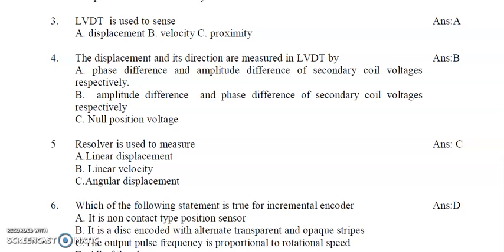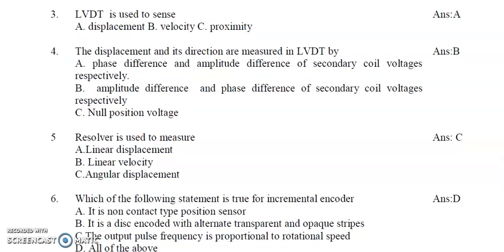So, fifth question, resolver is used to measure A. Linear displacement, B. Linear velocity, C. Angular displacement. So, LVDT is used for measuring linear displacement, we know. So, the A is not the right answer. It is not used for measuring linear velocity also. So, resolver is used to measure angular displacement. So, for linear displacement, we are using LVDT, and for angular displacement, we are using resolver.